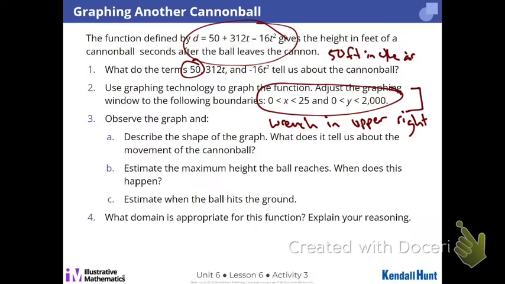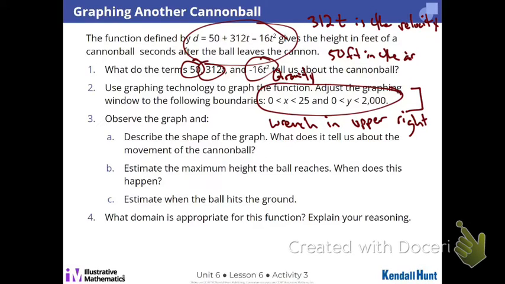What's the 312t? That is the height change. It's like the velocity. It's going 312 feet per second. So faster or slower than the last one? Slower. Starting higher, going slower. And what is the negative 16t squared in context? The applied gravity. This is gravity, right? The force of gravity. Cool.